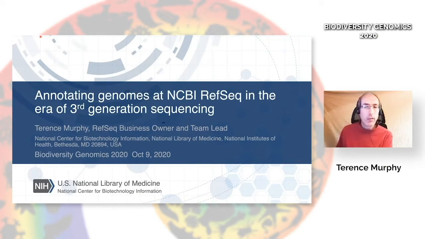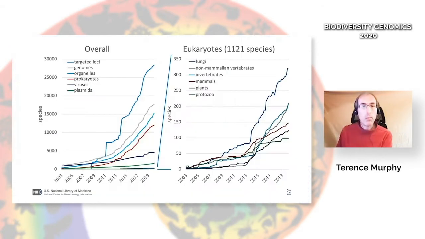I'm one of the team leads for the NCBI RefSeq project. Today, I'm going to give you a whirlwind tour of RefSeq and some of our resources. RefSeq has seen tremendous growth over the last 20 years. It now includes over 200,000 genome assemblies from prokaryotes, viruses, and eukaryotes. That includes over 17,000 named species and over 1,100 eukaryotes.